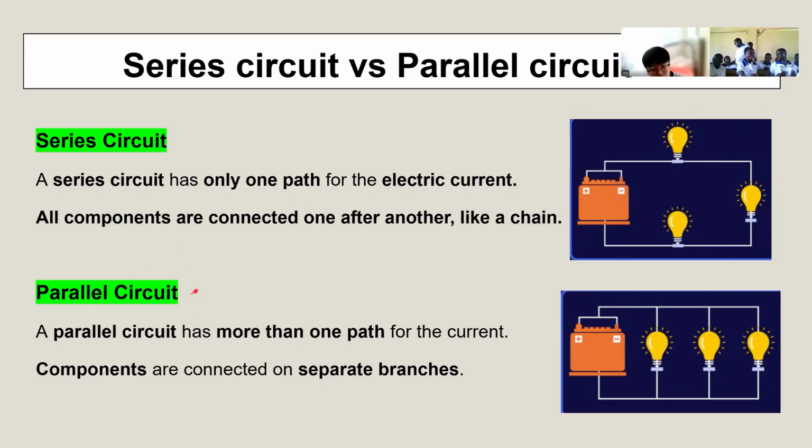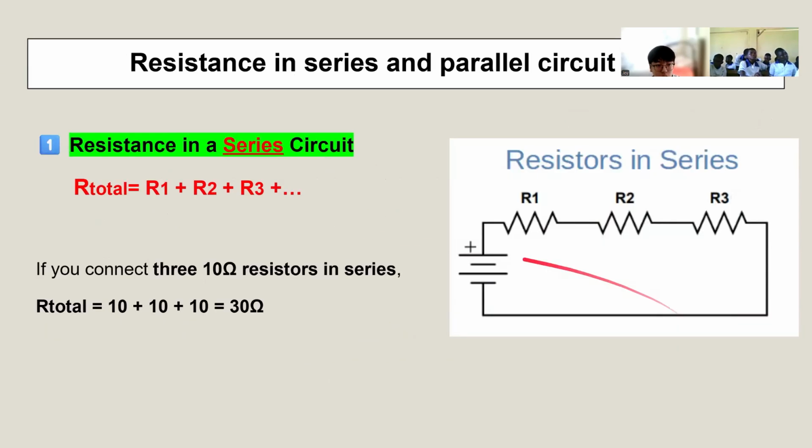Okay, there's also a different type of circuit called the parallel circuit. And in a parallel circuit, it has more than one path for the current. And the components are connected on a separate branch. So you can see here that the light bulb is connected in a 3-way branch over here. Okay, so that's the difference between series and parallel. Series all in one circuit, one path. Parallel branching off.